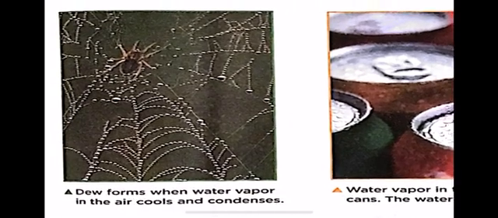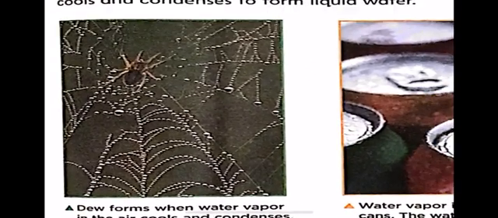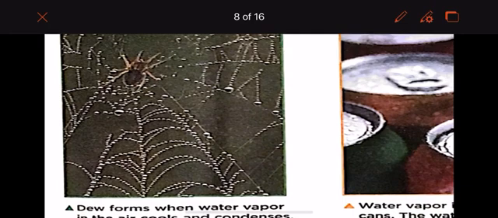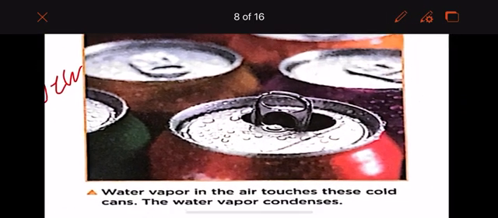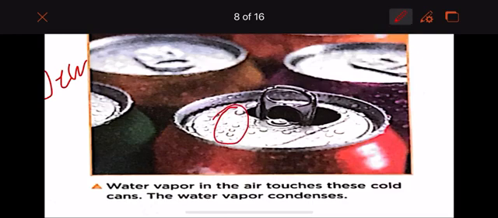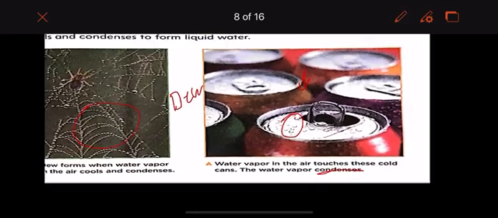Let's look at the spider web. These water drops you see here are called dew. All right? Dew forms when water vapor in the air cools and condenses. Here, water vapor in the air touches these cold cans. The water vapor condenses. That's it.